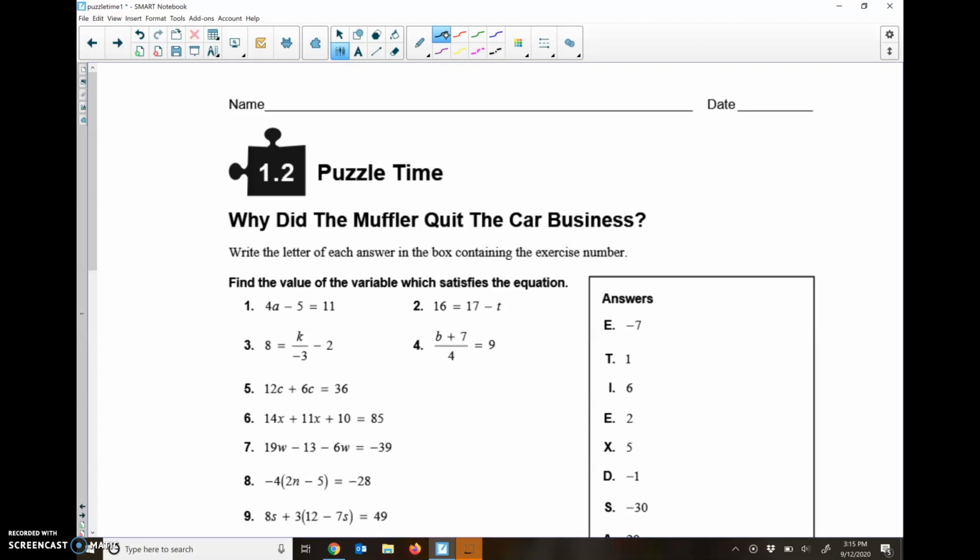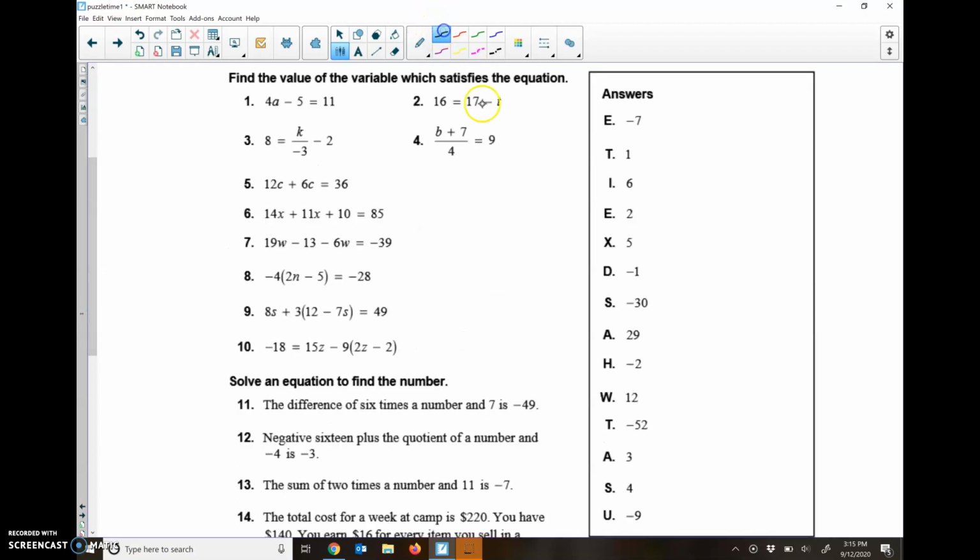Okay, so again, this is a two-step problem. So we'll see here, it's a positive 17. So I should subtract 17 from each side. If I subtract 17, I get negative 1 equals a negative t.